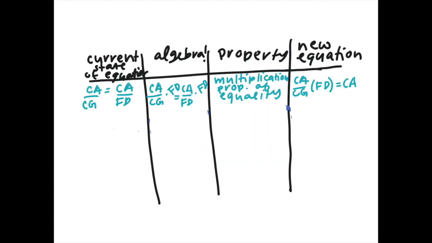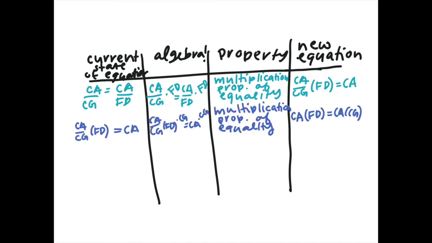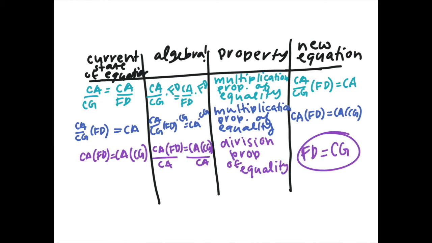So first, we are going to use the multiplication property of equality to take that CA over CG and CA over FD and take that FD and get rid of it so that it's not bothering our CA. So now we've got CA over CG, FD equals CA, and we want to get rid of that CG. So we're going to, again, use the multiplication property of equality and make it CA times FD is equal to CA times CG. And now we want to get rid of that CA because we know that those can be easily canceled out since there's one on both sides. So we're going to use the division property of equality and make it FD equals CG, which is exactly what we were trying to prove.